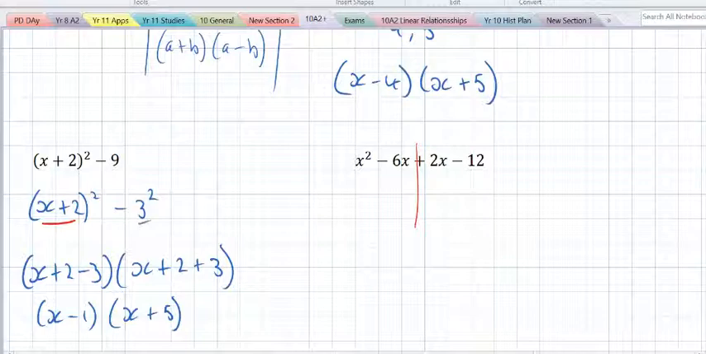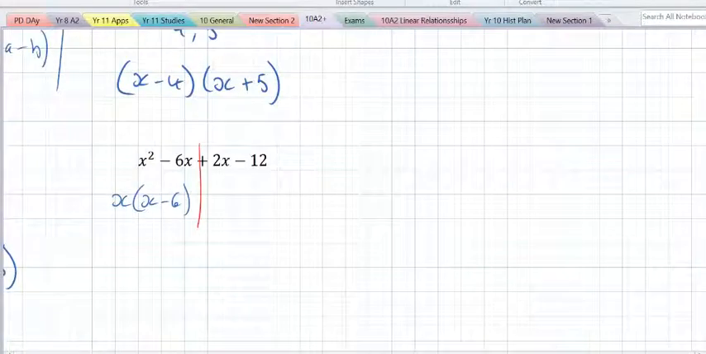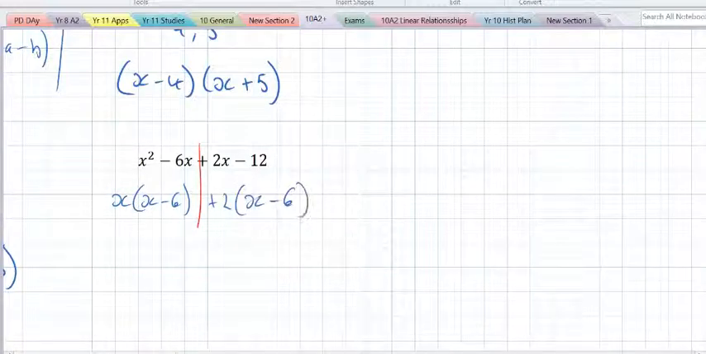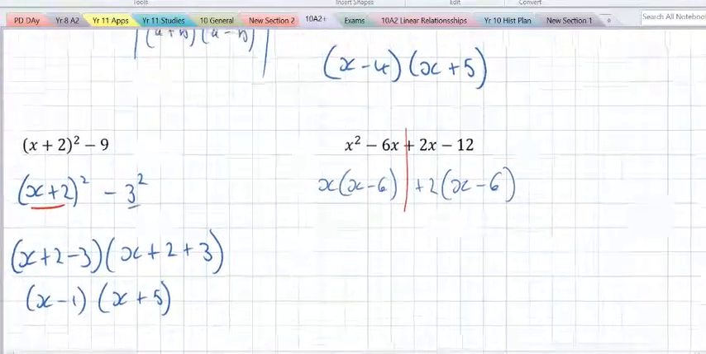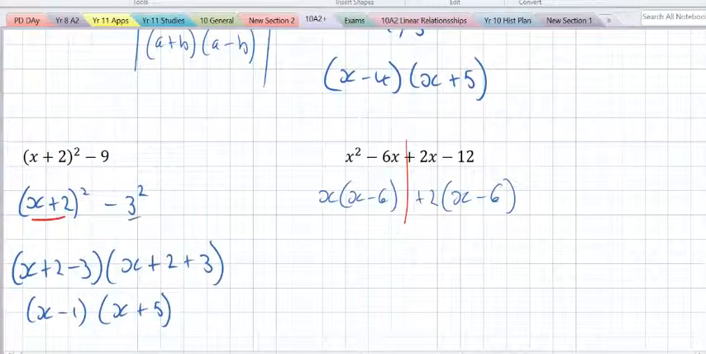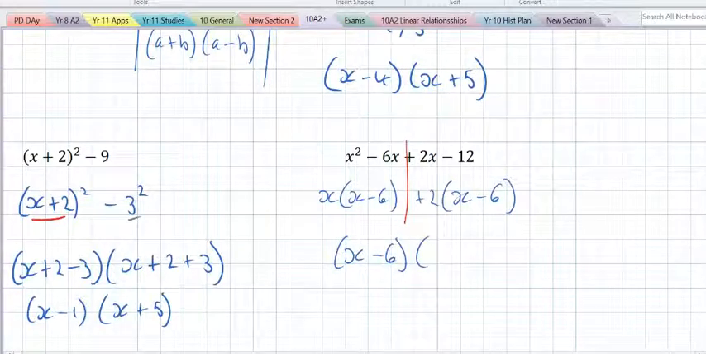Alright. Taking the left hand side, what common factor comes out of the left? x, leaving us with x take 6. What common factor comes out of the right? Good. Leaving us with x take 6. Now what? You take out a factor of x take 6 and then you're left with x plus 2. Well done, Callum.